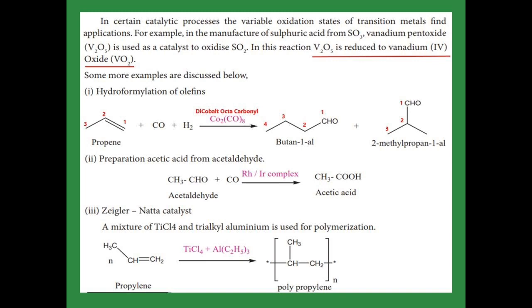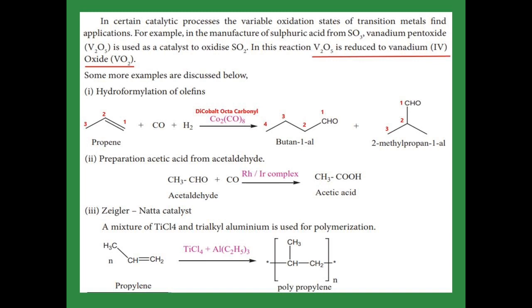Then another reaction, hydroformylation of olefin. First of all, propene is added with carbon monoxide and hydrogen. In the presence of dicobalt octacarbonyl, it gives butan-1-ol and 2-methylpropan-1-ol. The second one is the preparation of acetic acid from methanol with the help of carbon monoxide. In the presence of a rhodium and iridium complex, it gives acetic acid.